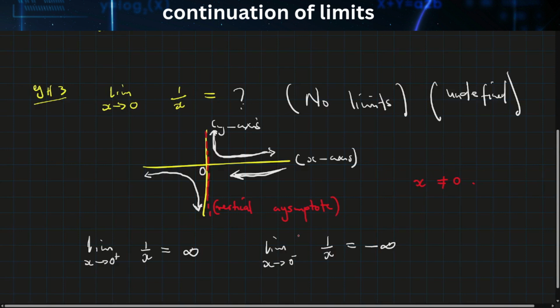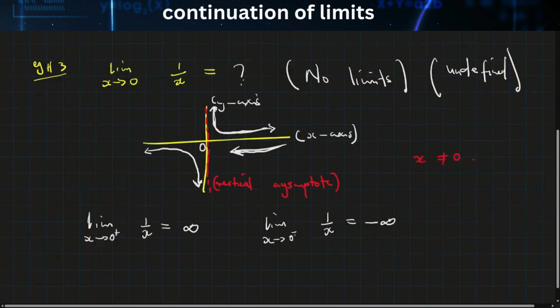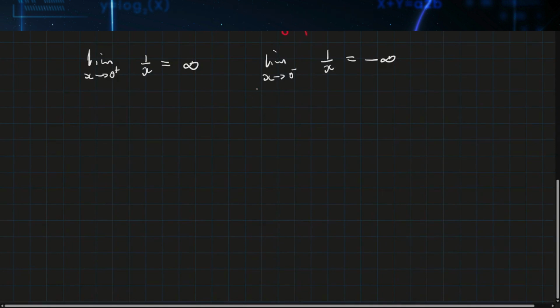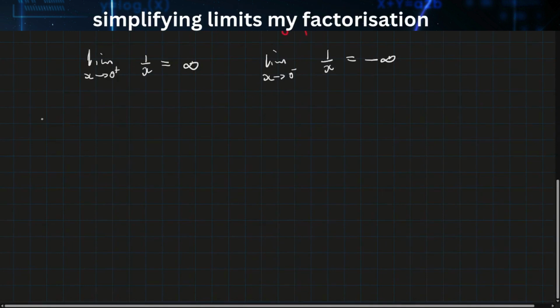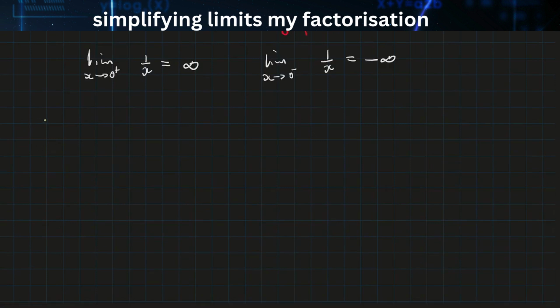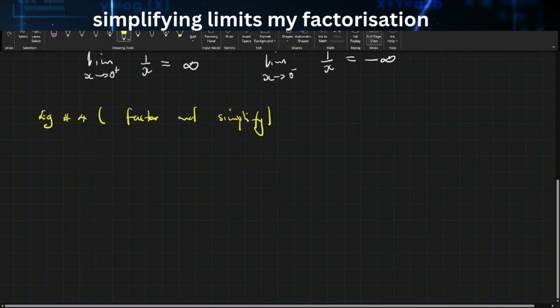This is the factor and simplifying type, where we need to do something extra and understand how we always deal with limits with different strategies. Example number 4, factor. We have to find the factor and simplify. How is that going to work? We're going to see.